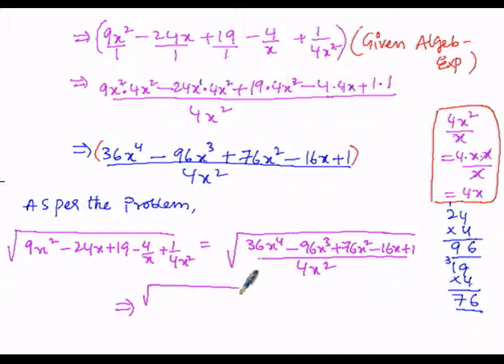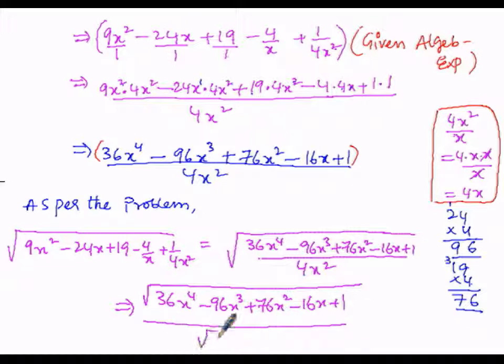Square root of 36 x power 4 minus 96 x cube plus 76 x square minus 16x plus 1 overall divided by the denominator, which is root 4x square, because root is applicable for both numerator and denominator. The numerator is under root the five terms, divided by the denominator, root of 4x square. We are going to find out the square root individually.